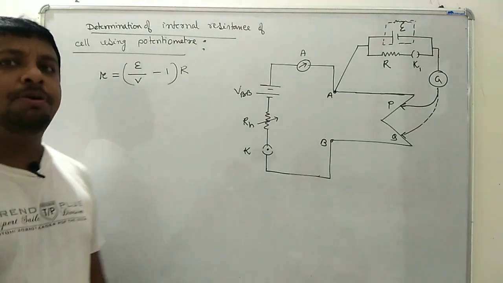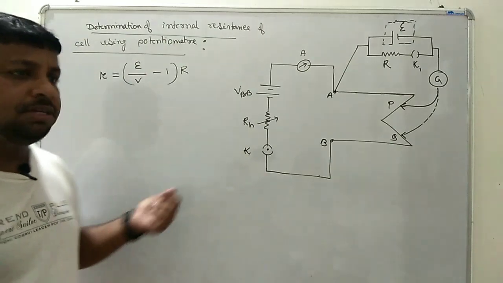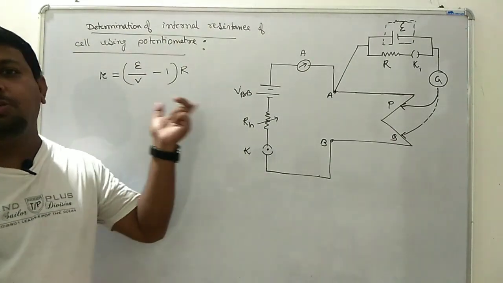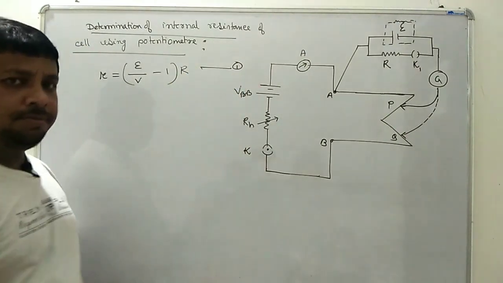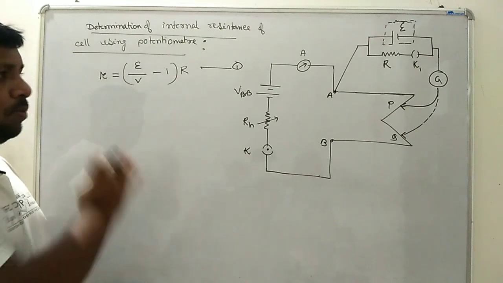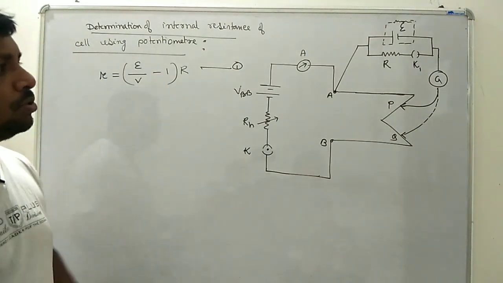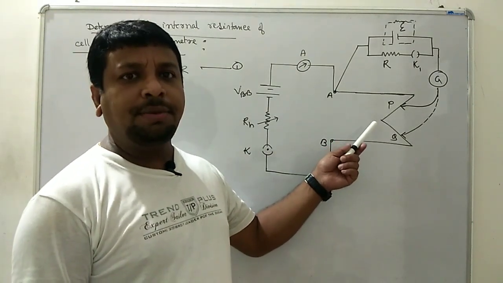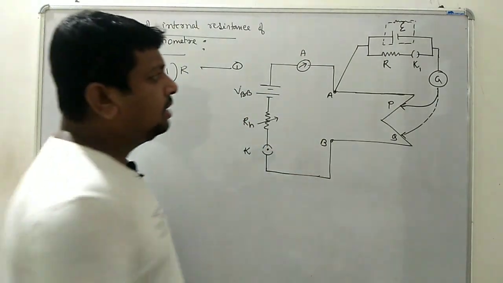The relation between EMF and potential difference. Determination of internal resistance of a cell: small r equal to E by V minus 1 into capital R. This is one of the methods to determine the internal resistance of a cell, which is by using length. We use the potentiometer circuit.